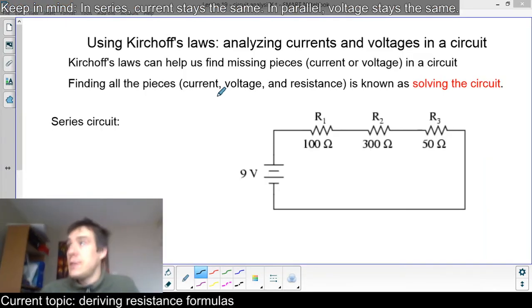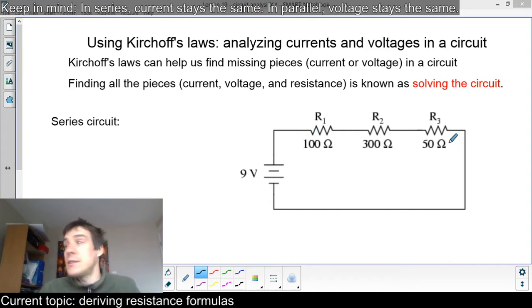Okay, so we're into using Kirchoff's laws to derive the resistance formulas, the formulas for total resistance. Keep in mind, in series, current will stay the same, and in parallel, voltage will stay the same. So those are Kirchoff's laws that we just talked about a second ago. The water analogy can help you think about it. So here's a series circuit. What we have is a battery increasing the energy of the electrons, and they fall down 3 resistances, so they're going to lose energy 3 distinct times.